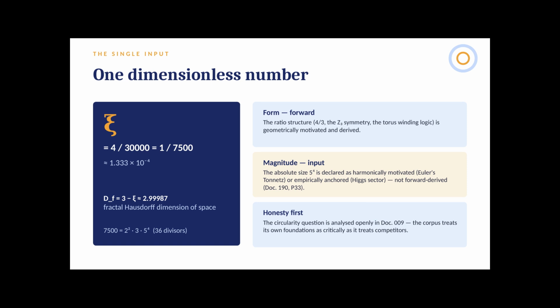Now, honesty up front: the form of Greek x, the 4/3, the symmetry, the way the torus winds, that's derived from geometry, not guessed. But the size of it, the 5 to the 4th hiding in that 30,000, that's an input anchored either in music theory or in the Higgs sector. The theory says so openly; it treats its own foundations as critically as it treats anyone else's.